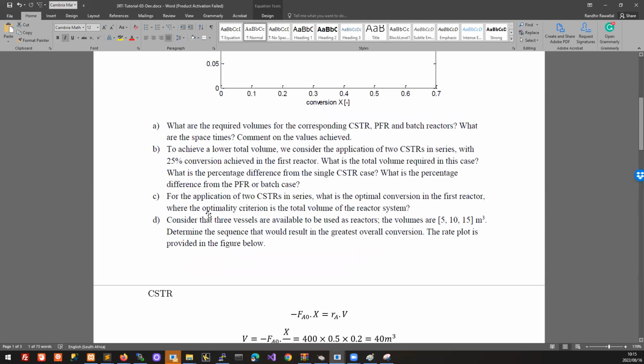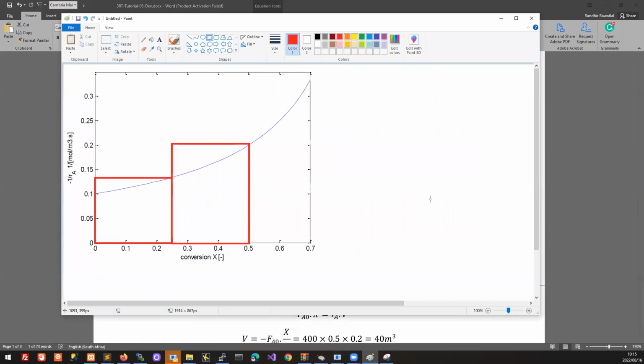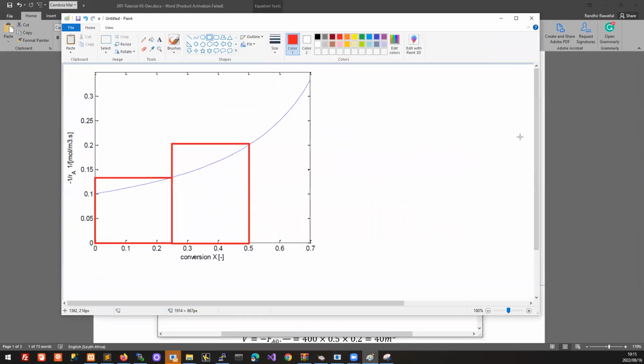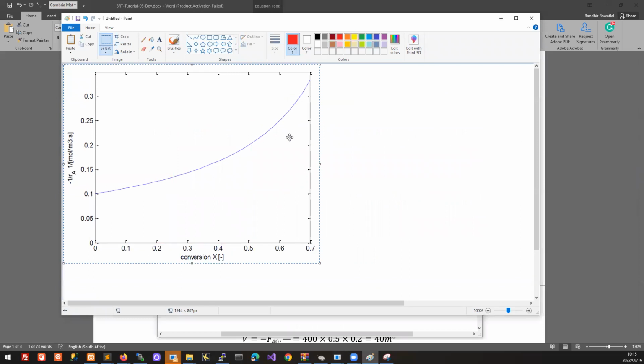And then we are told, if we are using 2 CSTRs in series, what's the optimal conversion in the first reactor? Let's do this as a new piece. So I'm just going to take this. To answer that kind of question, I'm just going to draw this first. What we do is we choose a set of points.